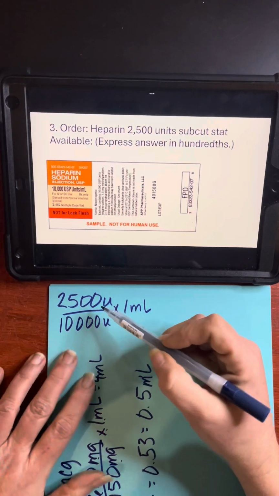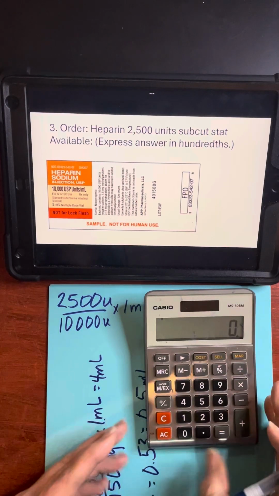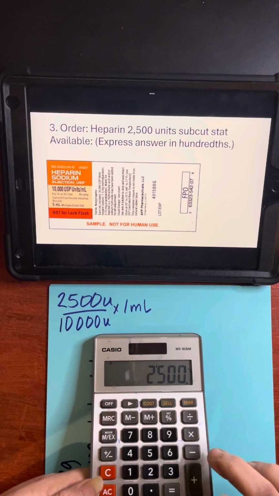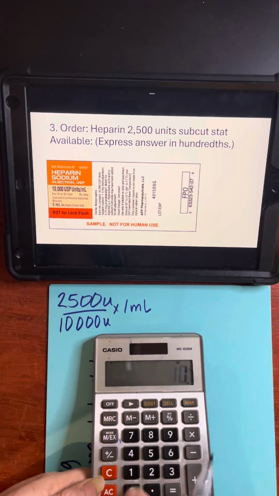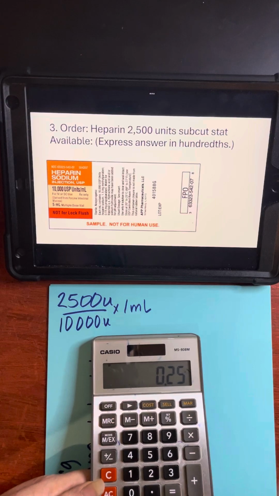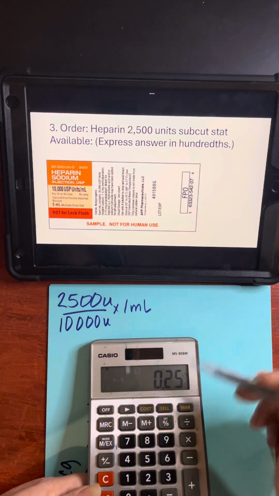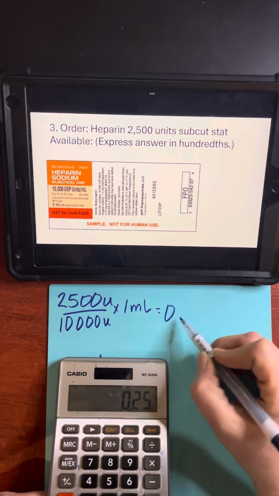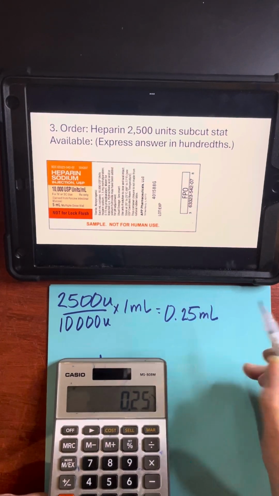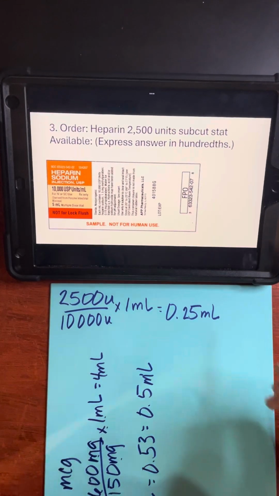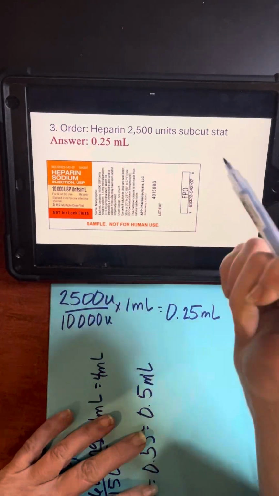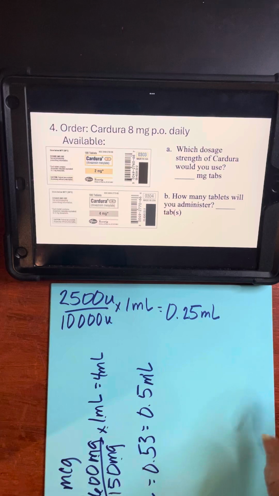And we're going to count the zeros when we put them in. Here we go. 2,500 divided by 10,000, 1, 2, 3 equals. And then it's 1, so it would still equal 0.25 milliliters. And look, we saved them. We saved them. Yeah, we did.